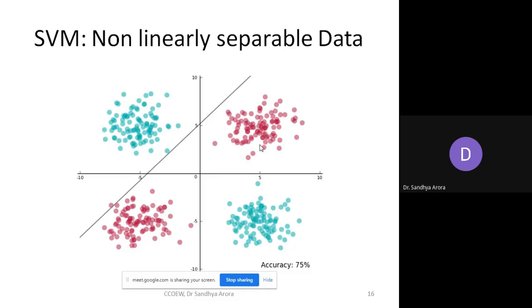For example, I have plotted this data in this way. Say this is the output of 0 0, this is the output of 1 1, this is 0 1 and this is 1 0. You cannot classify this data properly by any line. You cannot draw a line which will correctly classify this data. You cannot have a single line.